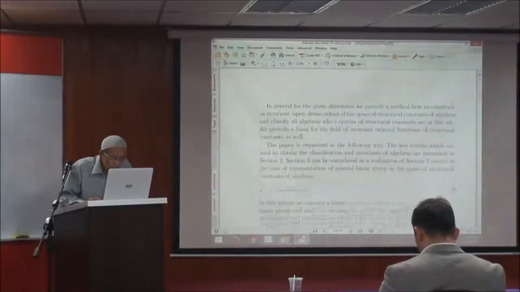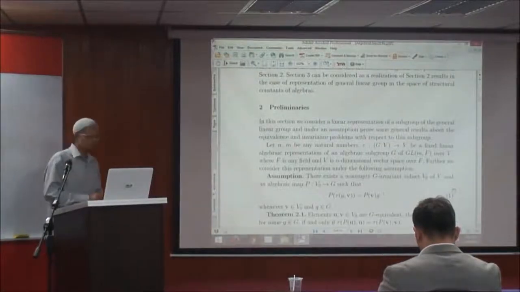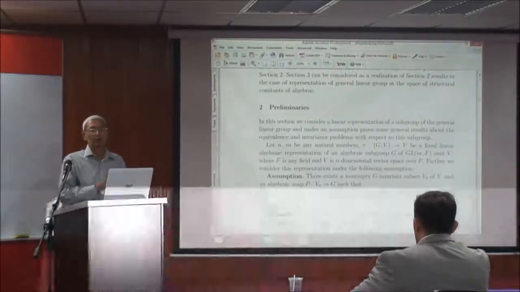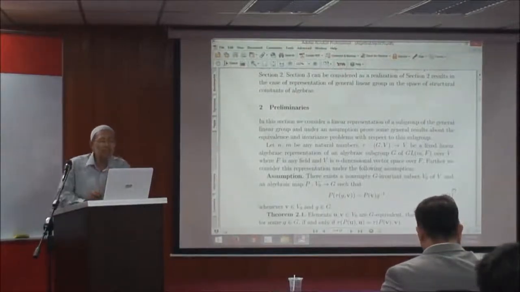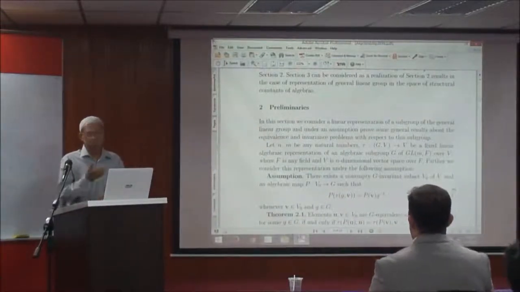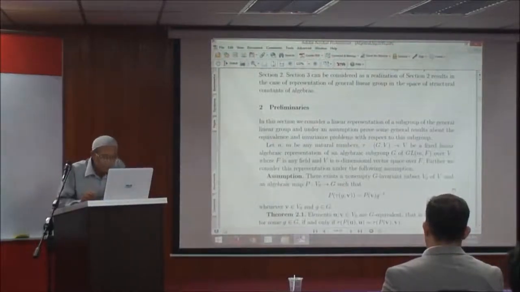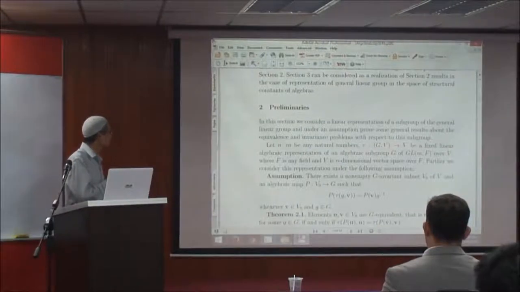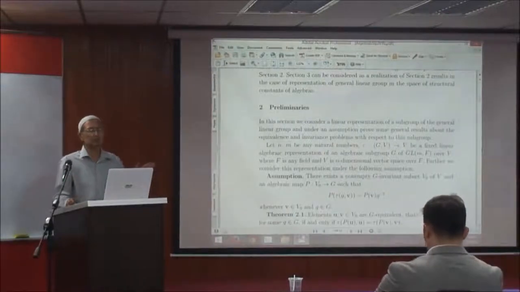Okay, so to explain that one, we will consider a more general case. In other words, we will consider a group, and under some assumption we will prove some results. And the corresponding classification we can get from this one. So here, this is a representation of the group in some vector space. Here for the field, you can consider complex numbers.